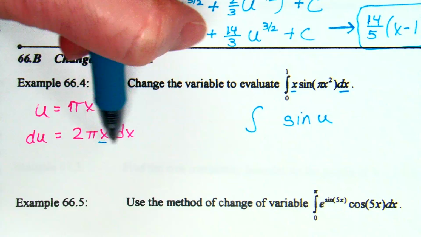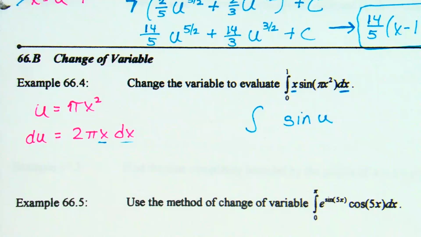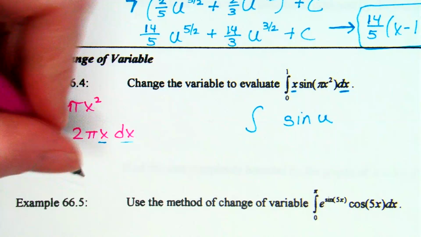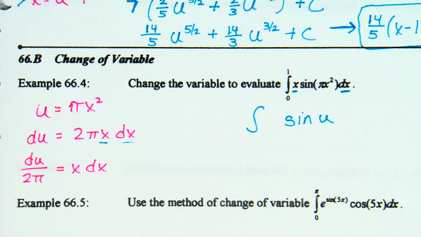What doesn't match up is 2 pi, so we need to divide that 2 pi over to be with the du. So du divided by 2 pi is equal to x dx. Now does it match up? Yeah. Because now x dx, what am I going to replace x dx with? Du over 2 pi.